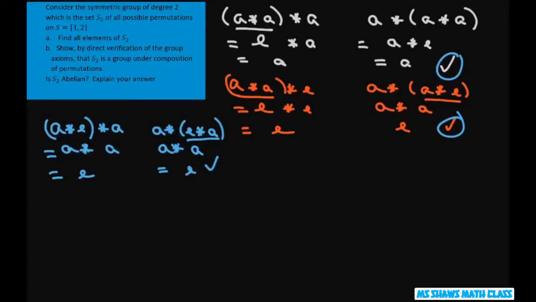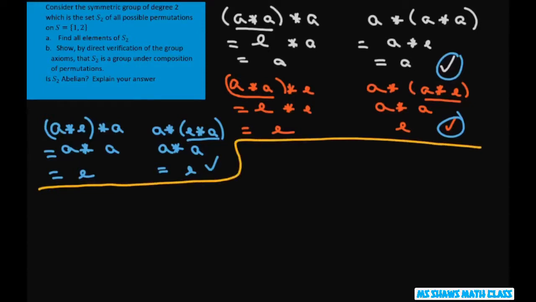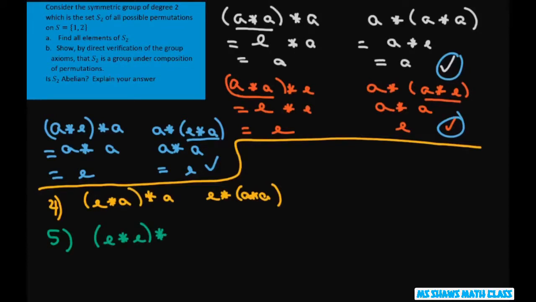All right, for the rest, I'll let you do the rest. We have three checks already. For number four, you're going to have to check E star A star A with E star A star A. So I'll let you check that. It's pretty simple. The fifth one, you're going to have to check E star E star A with E star E star A.